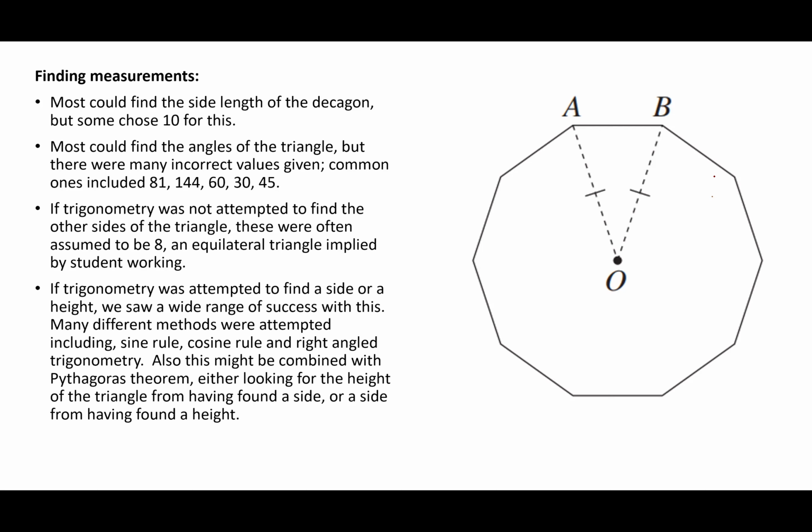And if trigonometry was attempted to find a side or a height, we saw a wide range of success with this. So many different methods were attempted. So we saw the sine and cosine rule, right angled trigonometry, and often this was combined with Pythagoras' theorem, either to find the height of their triangle AOB, or having found the height of their triangle AOB, looking for the side OB.